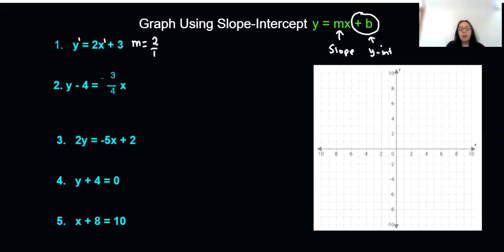B is the number that is a constant. It doesn't have a letter with it. It's just sitting here by itself. So B is 3. And again, B is your y-intercept. It shows you where the line's going to cross the y-axis.